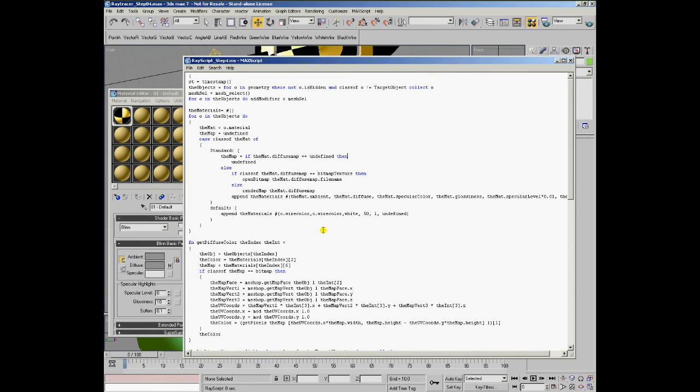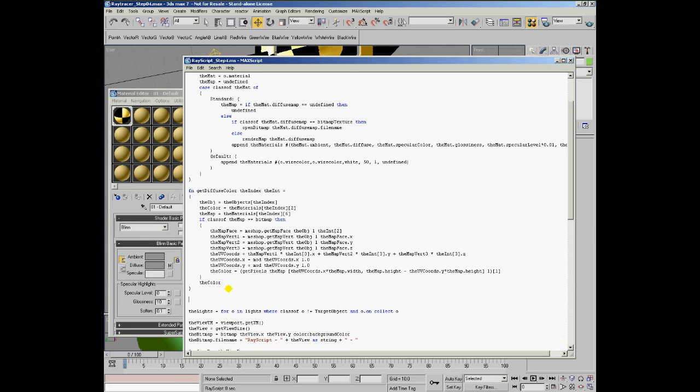Now let's add a function to calculate the specular highlight according to the Blinn model. Our function is going to be called getSpecularHighlight. And it's going to accept a couple of parameters. The first one will be the specular level. The second one will be the glossiness. Then the surface normal at the point of intersection, the light vector in the same point, and the view vector that led to the intersection.